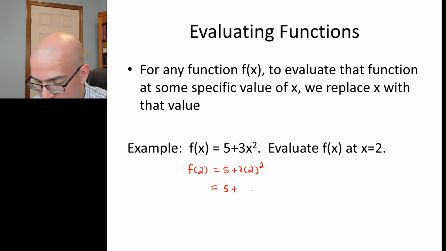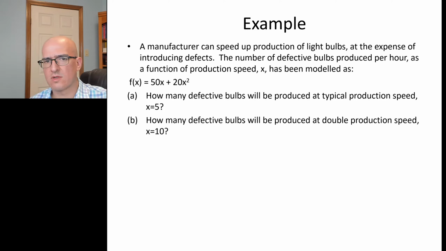Here's a word problem that's essentially a question about function evaluation. A manufacturer can speed up the production of light bulbs at the expense of introducing defects. So they run the equipment quicker, and more of what's being produced is going to be produced in a less useful way. It's just going to come out defective. It's going to come out so they can't use it, they can't sell it.